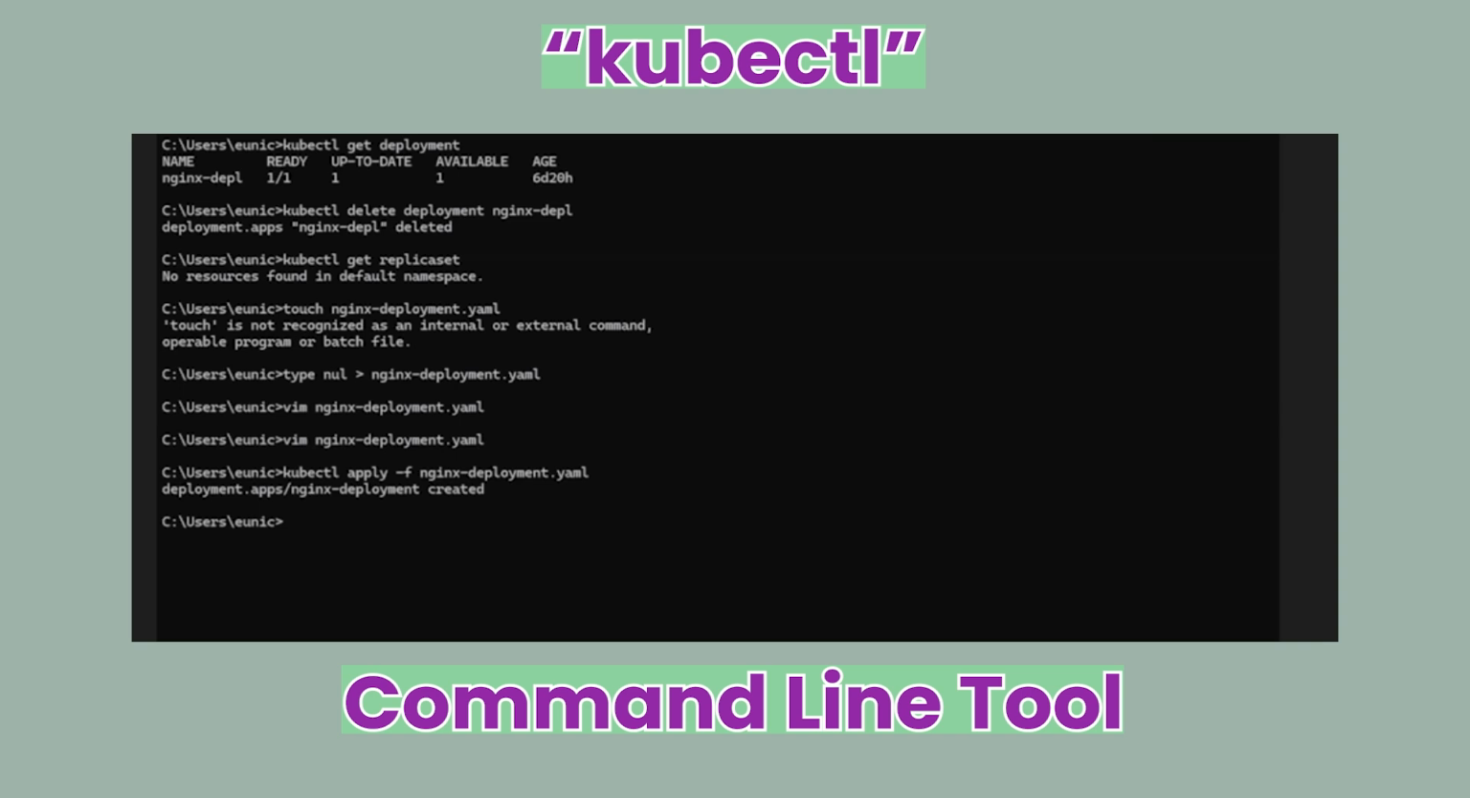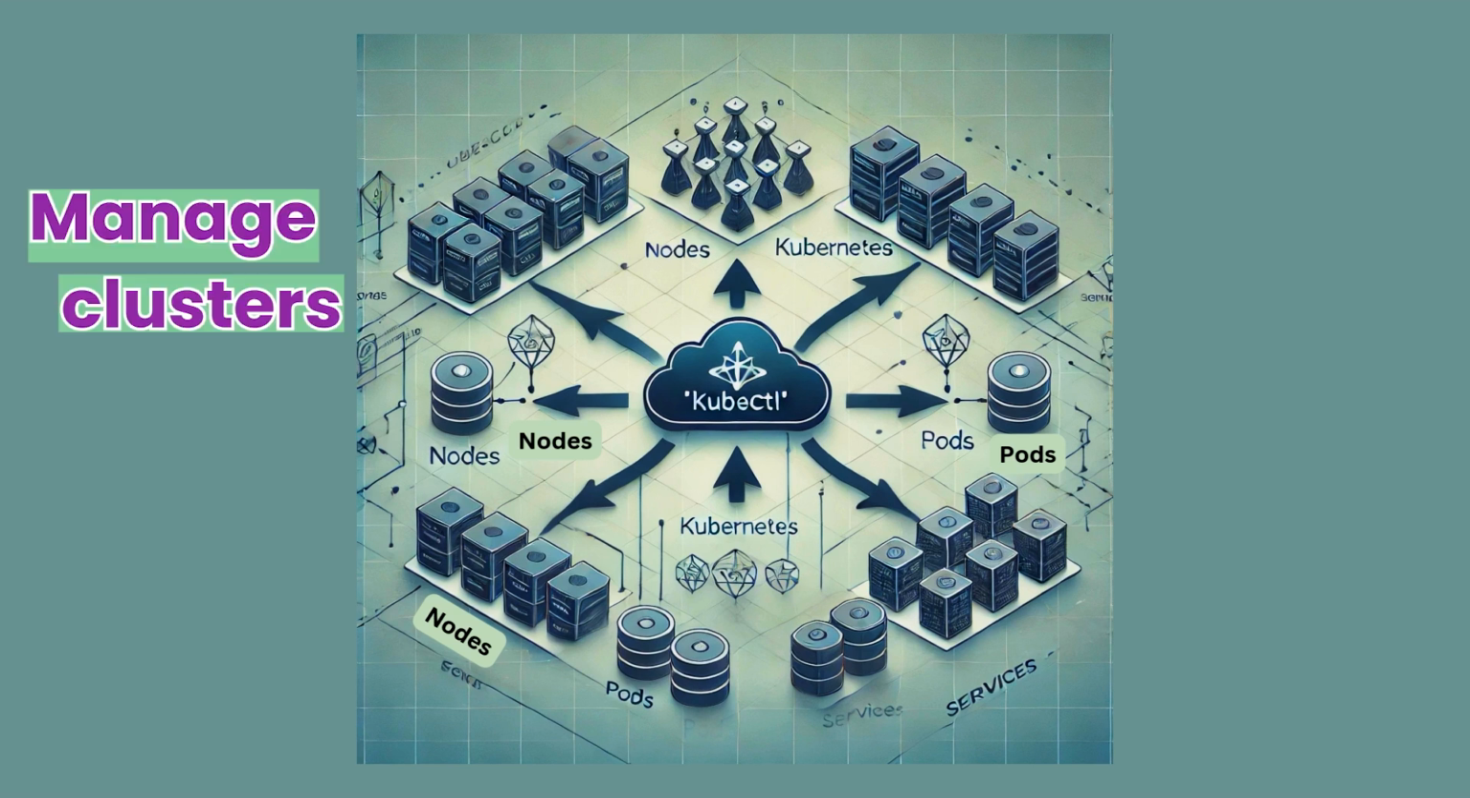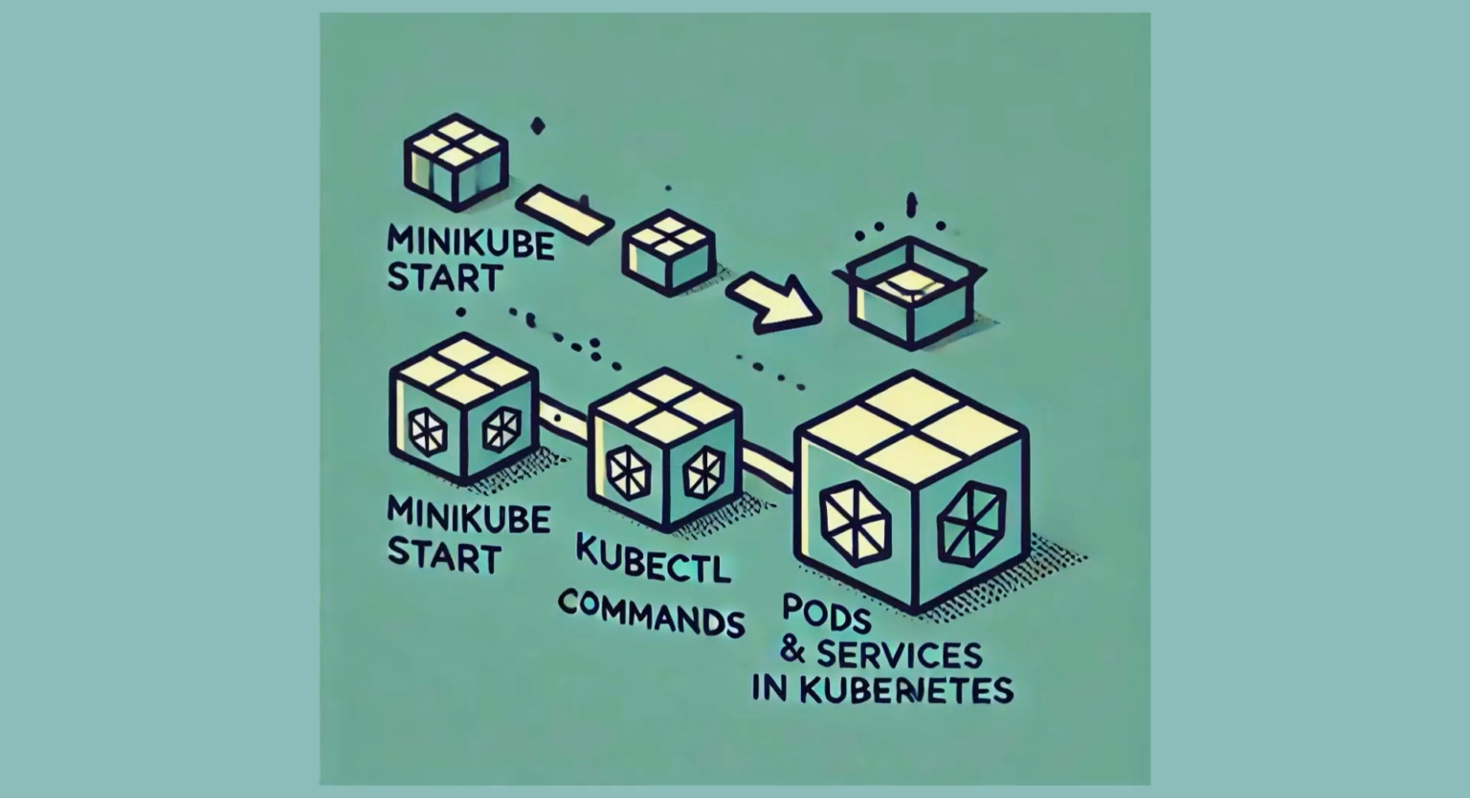Now, Kubectl is a command line tool that lets you communicate with Kubernetes clusters, including the one created by Minikube. It is how you deploy applications, inspect resources, and manage your cluster. Here's how they work together. You start a local cluster with Minikube using the command minikube start. Then Kubectl connects to this local cluster and allows you to deploy applications, manage resources, and test configurations.